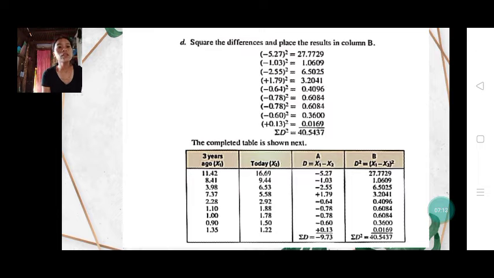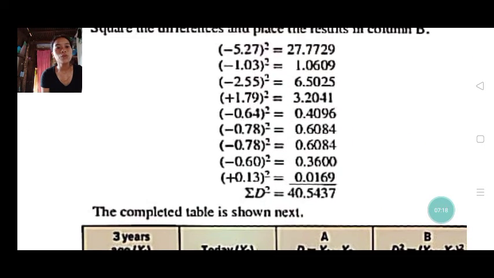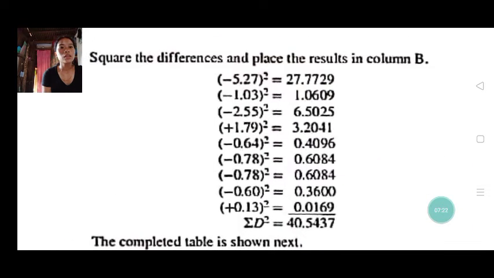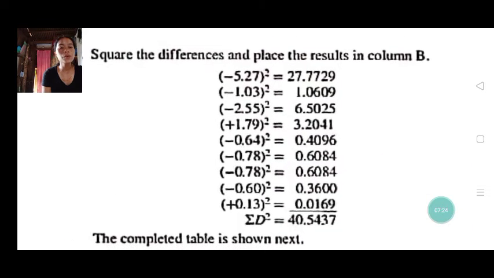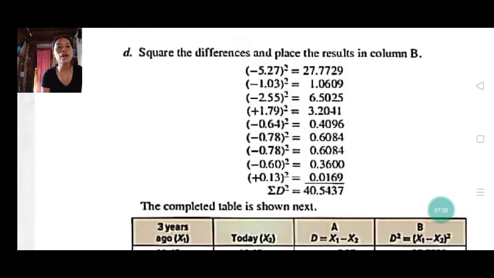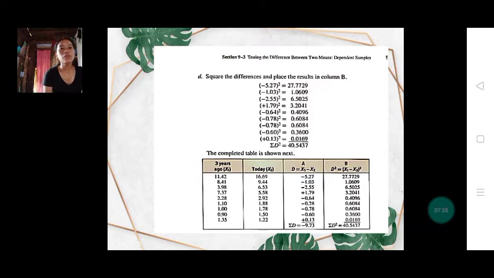So ato na siyang gitotal tanan ang result, so which is ang summation squared, which is nag-equal siya og gisam nato siya tanan 40.5437. So makita na to kompleto na ang atong table na natay sa column A and column B.